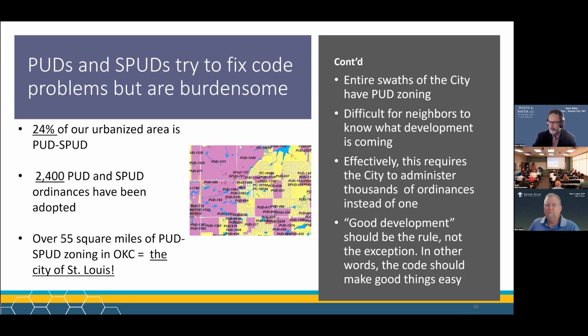realigning those. So as I mentioned, as you saw earlier, this is a recap: 24% of the city, over 2,400 of these separate regulations, 55 square miles, bigger than St. Louis. And so we want to make sure that good development outcomes are not the result of negotiations. They are the result of standards we've all agreed on that end up in your base district regulations. And so that's the objective we're shooting for in the zoning code update.